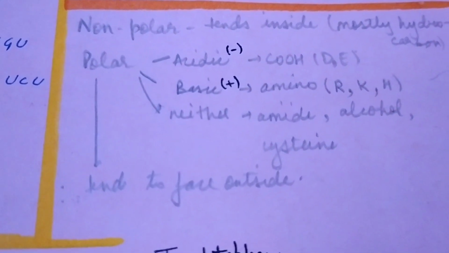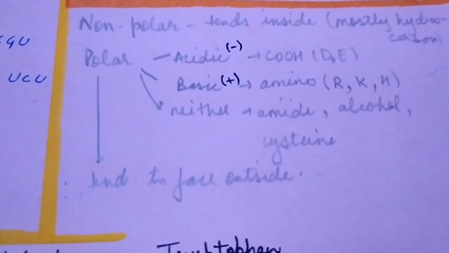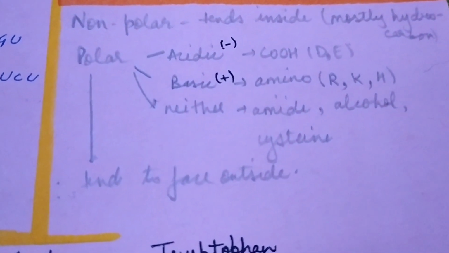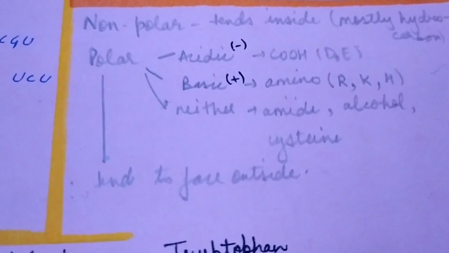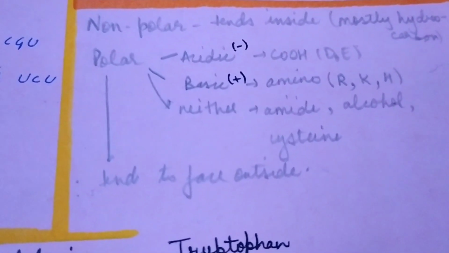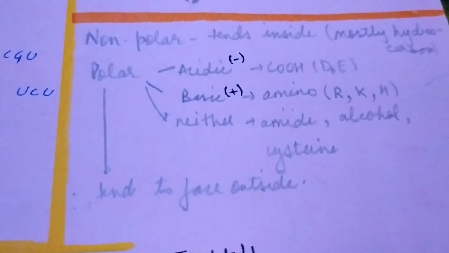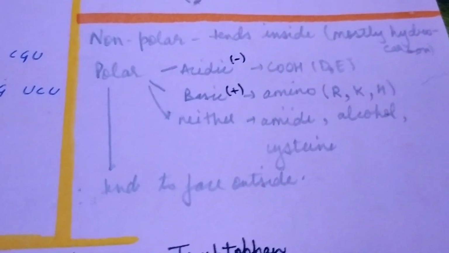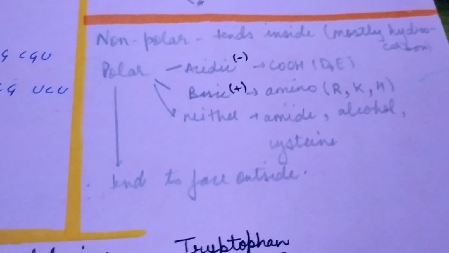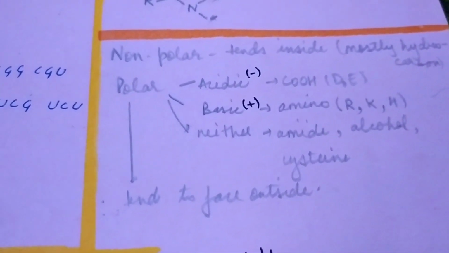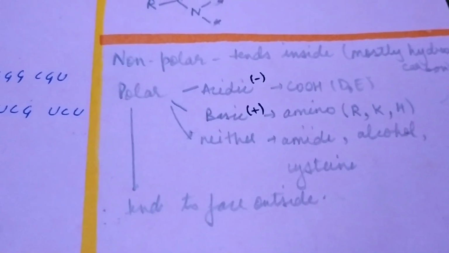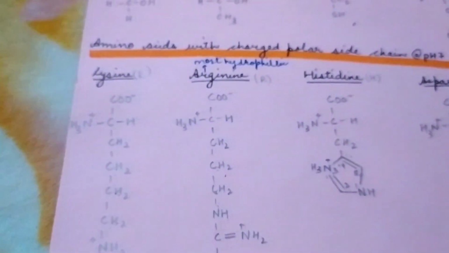K for lysine, H for histidine. And the polar uncharged ones are neither amide nor acidic, like the hydroxyl ones serine and threonine, and cysteine having the S. Polars tend to face outside. That's why the polar ones are hydrophilic. Okay, they love water, so they can face outside. They don't tend to go inside like hydrophobic non-polar. The most hydrophobic one is isoleucine, and the most hydrophilic one is arginine.